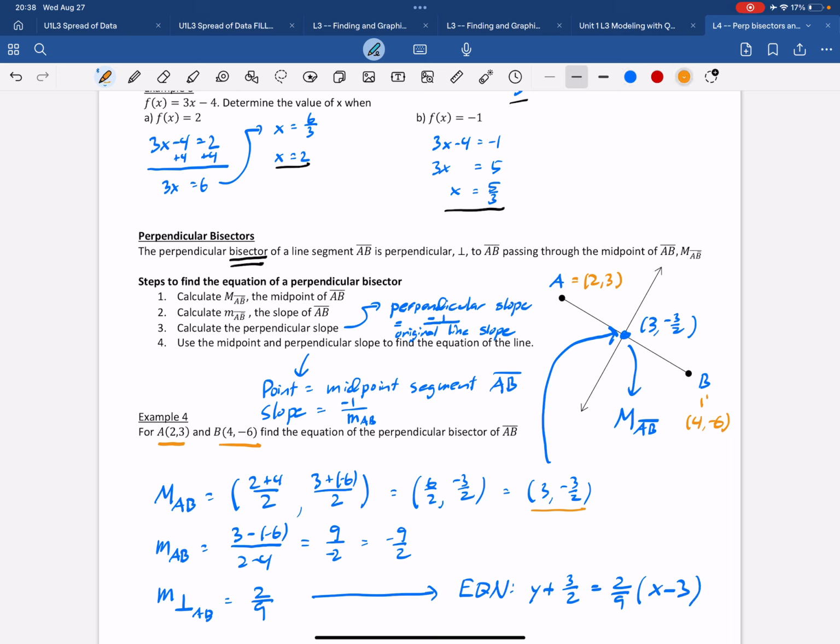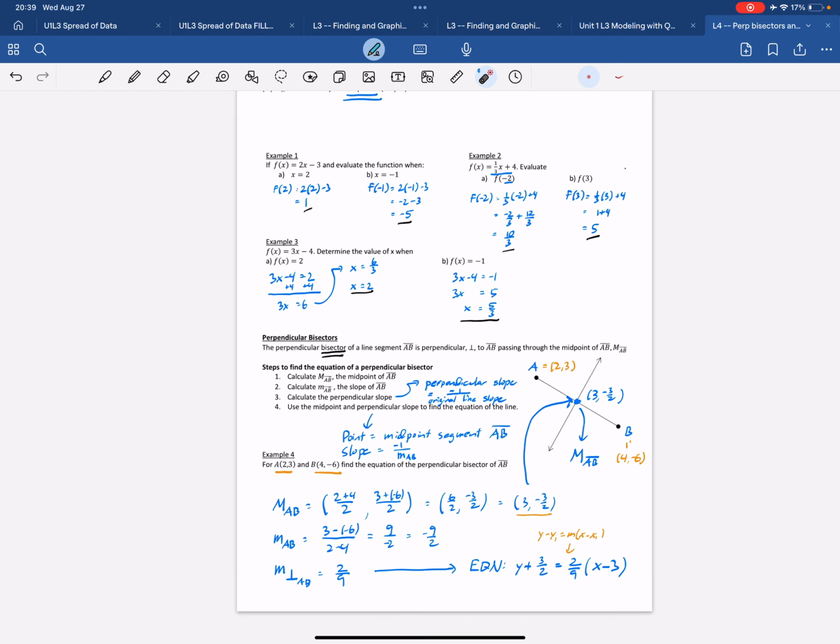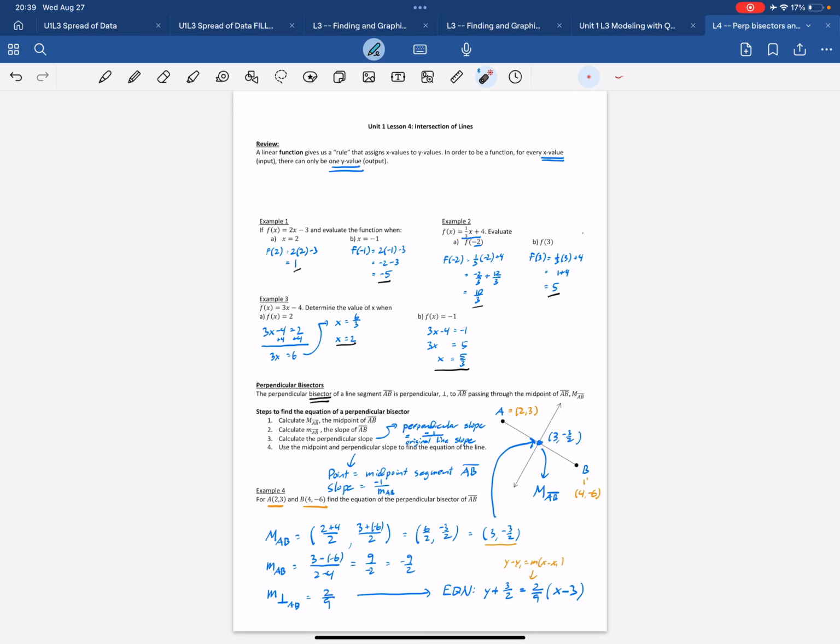Remember, guys, this is that form y minus y1 equals m times x minus x1. So our point is 3, negative 3 over 2. So we've got x minus 3. We've got y plus 3 over 2. And then our slope goes here. Okay, one page down. I am going to do one more page and then break up the video.